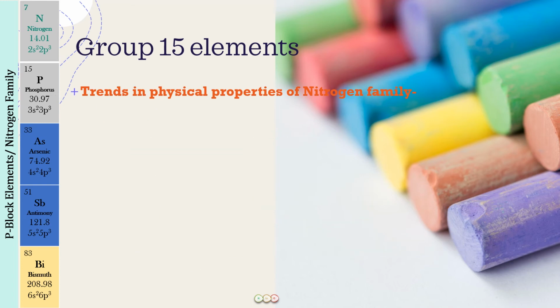Now the next trend that you have to learn is catenation. So what is catenation? This is the self-linking of atoms, the ability of the atoms to form long chains with atoms of their own kind and of a different kind also. This is a property that you have studied in detail in relation to carbon. Carbon has the ability to form long chains. And why is it so? Well, that is because it forms stable carbon-carbon single bonds.